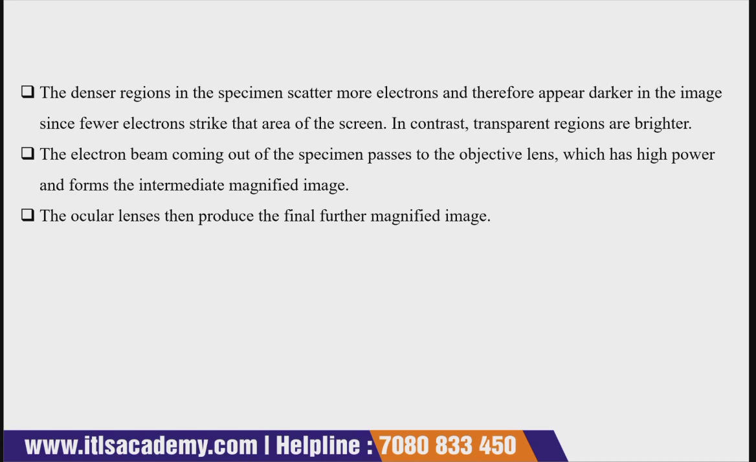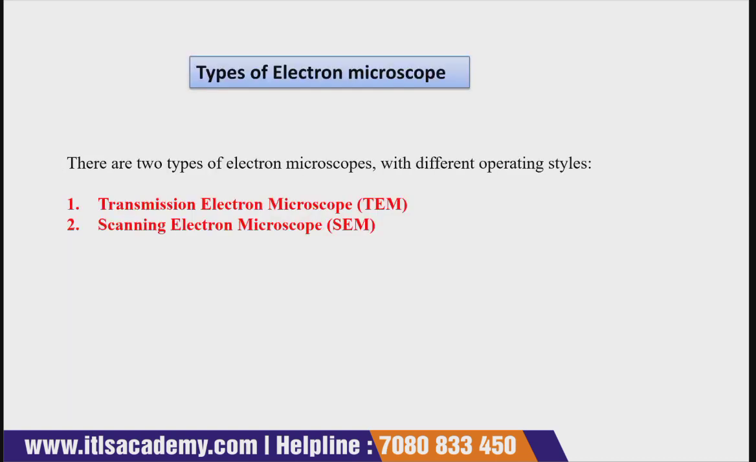The electron beams come out of the specimen using the objective lenses, which have a high power and form the intermediate magnified images. The ocular lenses then produce the final further magnified images.